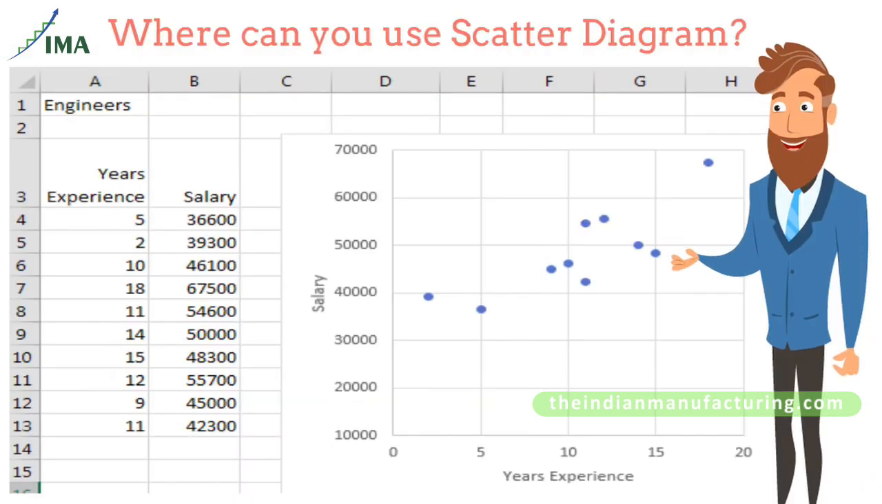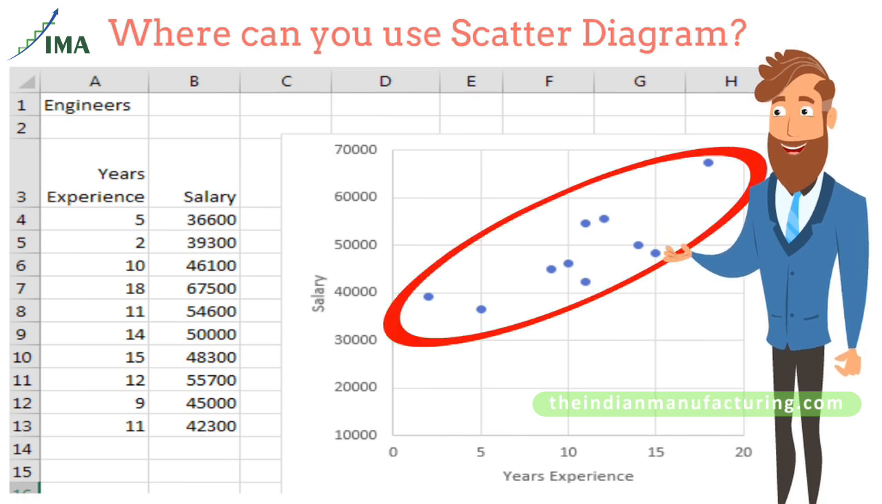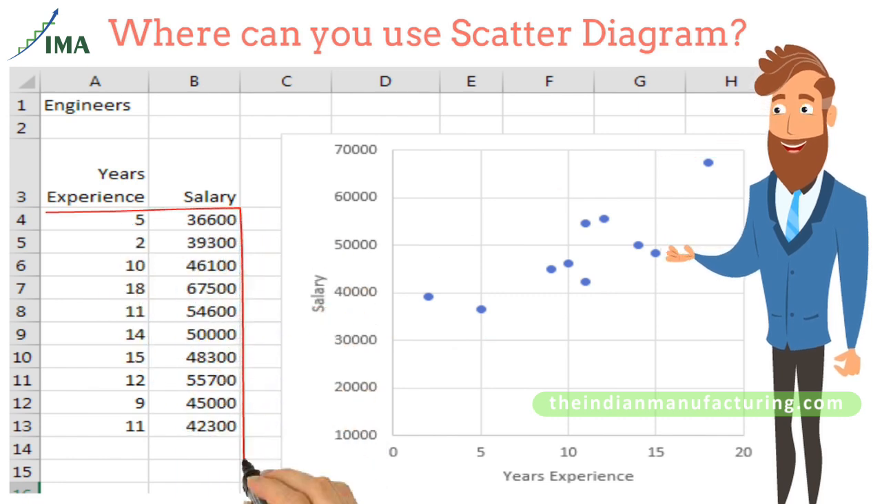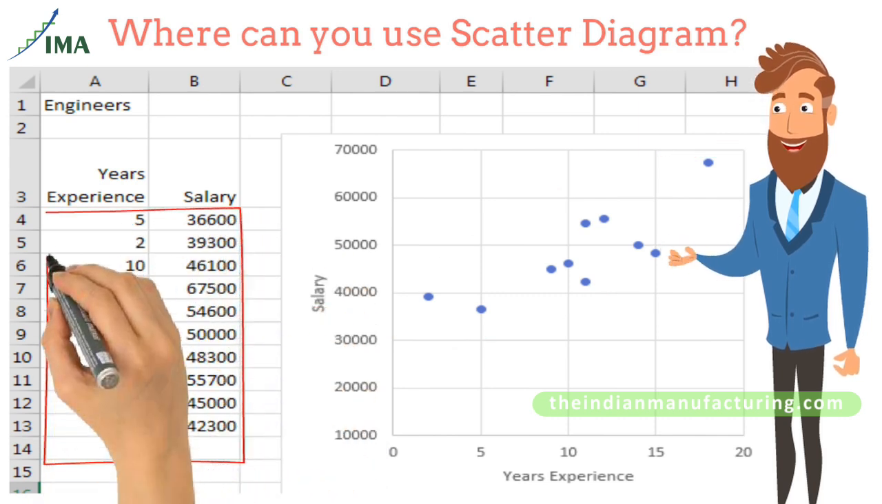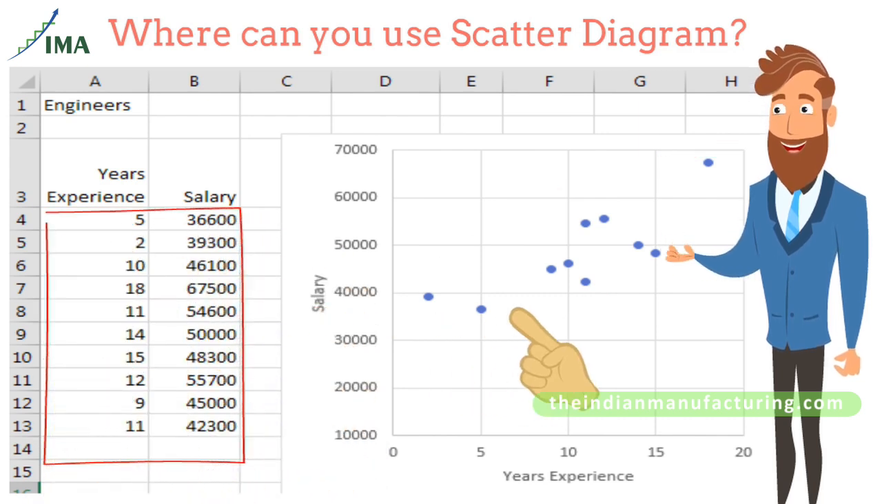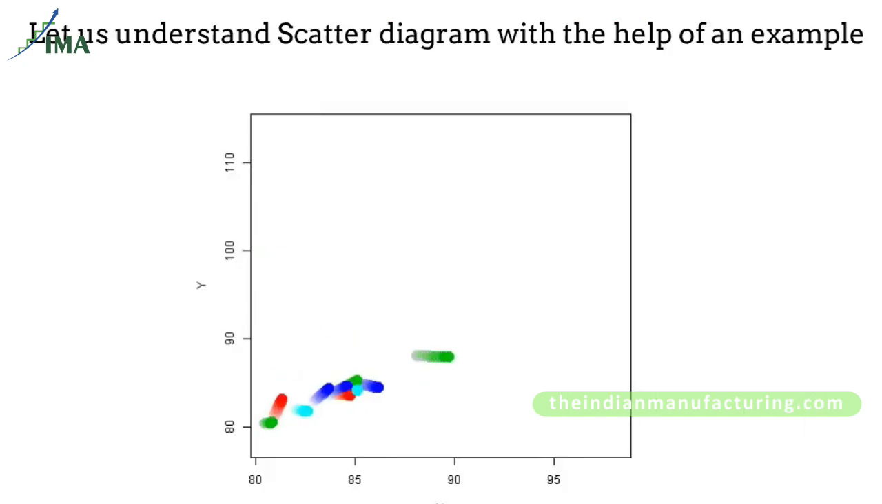Where can you use scatter diagram? You can use it when you want to understand a process and look at how one variable changes with a change in another variable. You can use it to understand the cause and effect. You can cross-verify the result of a problem solving by checking out the change in one variable when another variable changes. Let us understand scatter diagram with the help of an example.